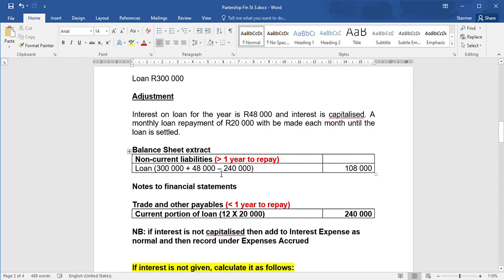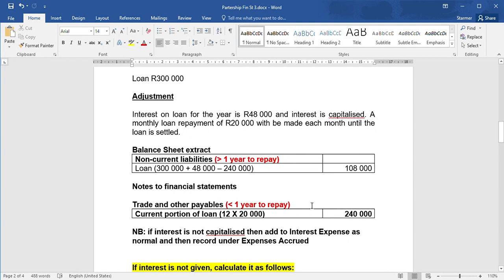Of this loan balance, 240,000 does not have more than a year to repay, rather. So we're left here with 240,000 here. That is the part of the loan, up here, 108,000 is the part of the loan that you've got more than a year to pay back. This 240,000 we move down to here, 12 times 20,000, and that part of the loan you've got less than a year to pay back.